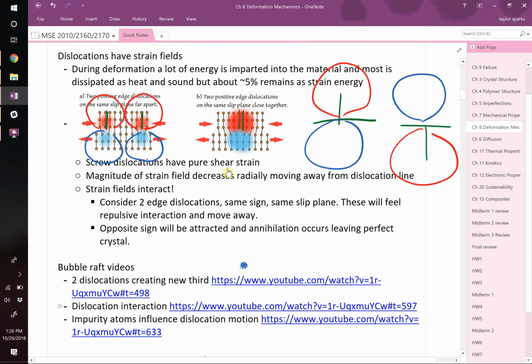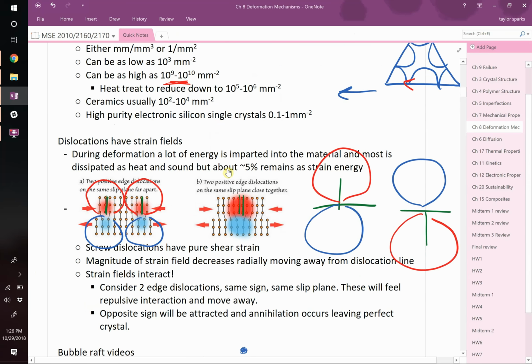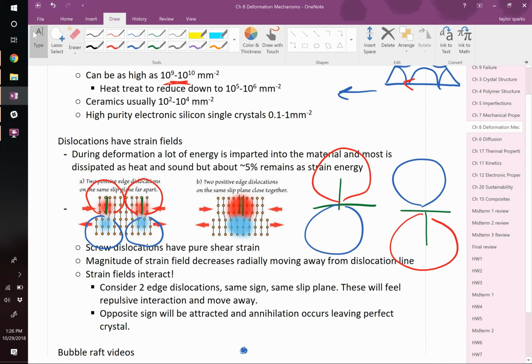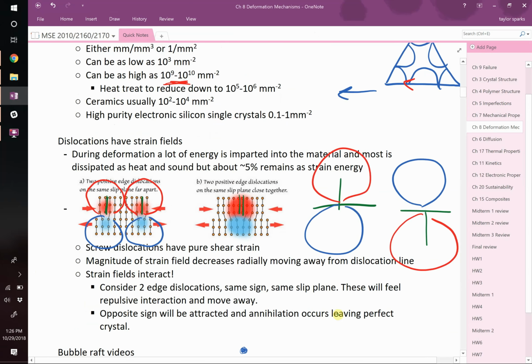Let's go back to our drawing, right? You've got a bunch of dislocations. They've all got a strain field associated with them. On the top, it's compression. On the bottom, it's tension, if it's this one. Imagine if they're the same sign. If I draw another one of these, below it, stacked up vertically, then it's going to have tension and compression in the same regions. There's our compression. Down below it would be tension.